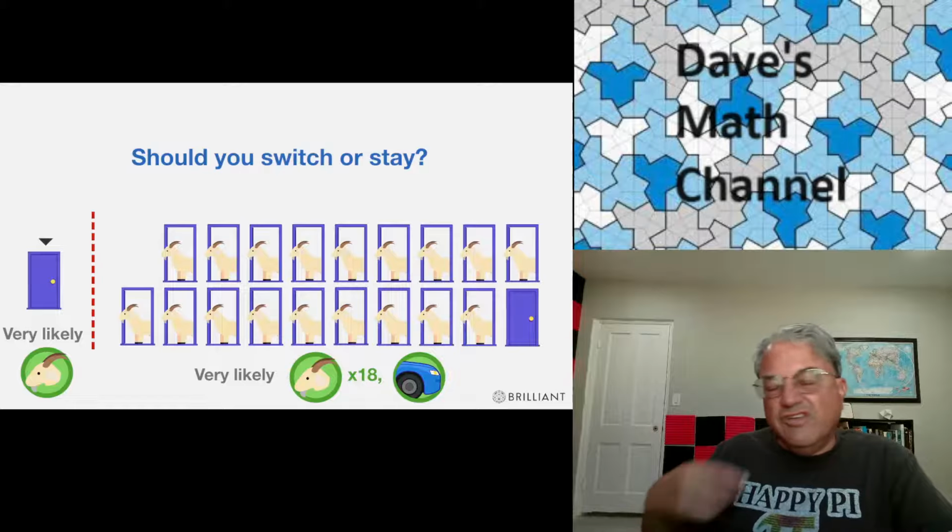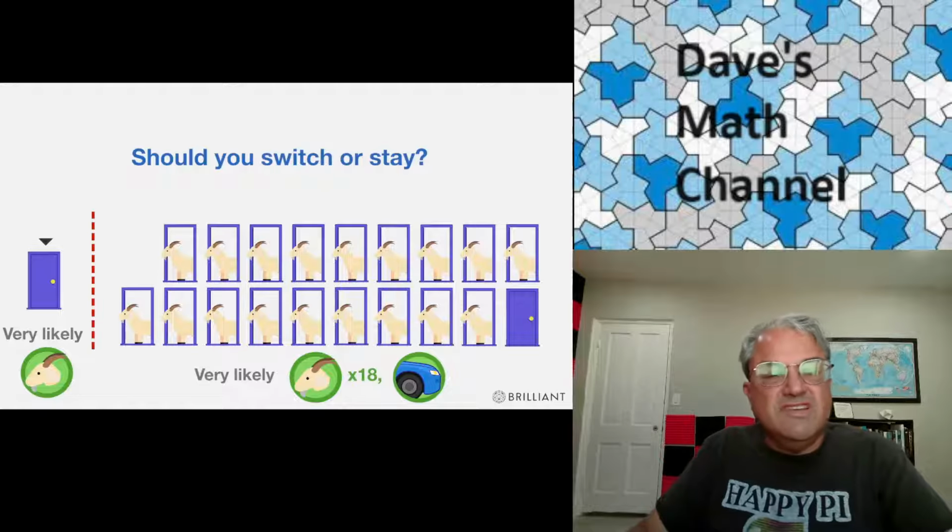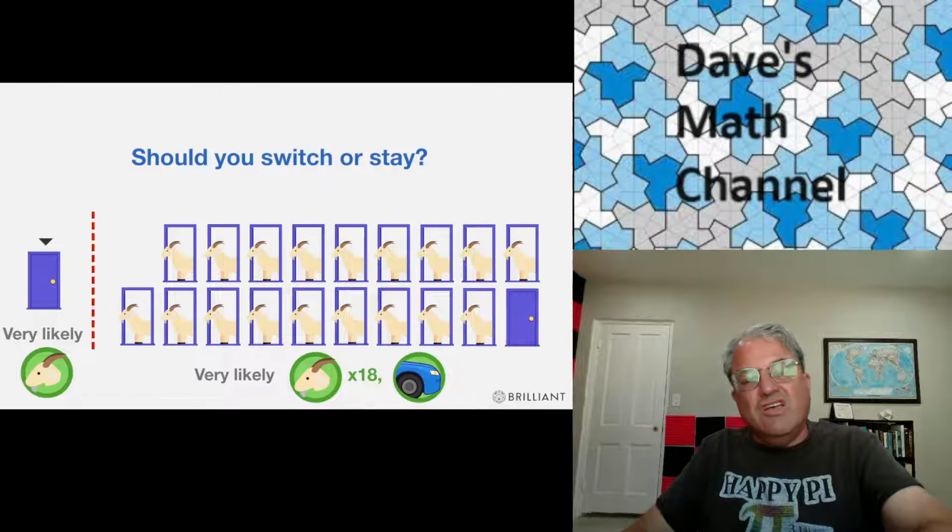And if you think of it that way, it makes a lot more sense. So that's kind of what's going on. It's that extra information Monty Hall is giving you that gives you a very good clue of where the goat really is.